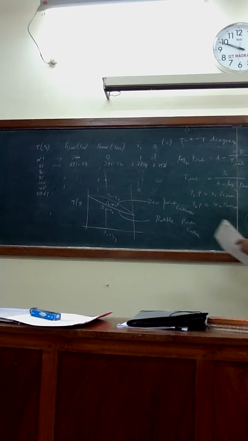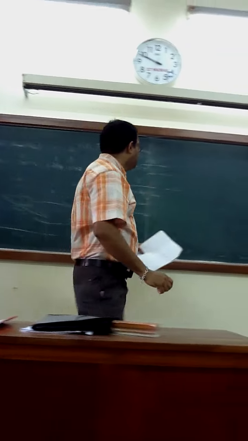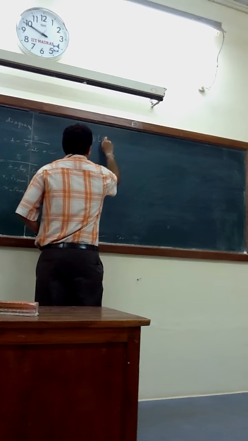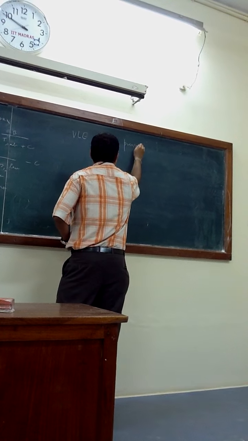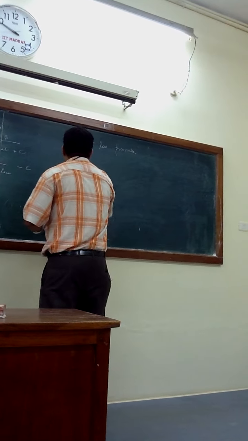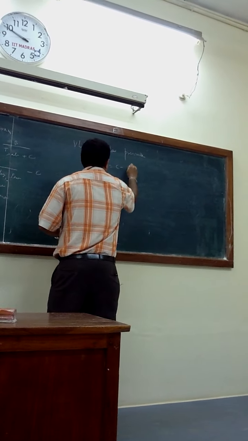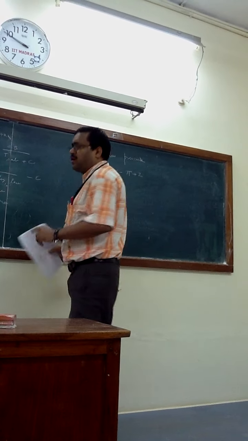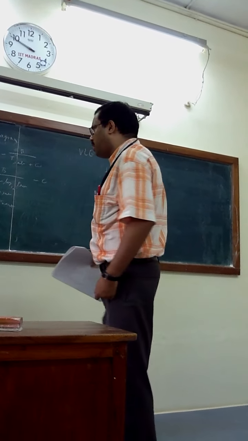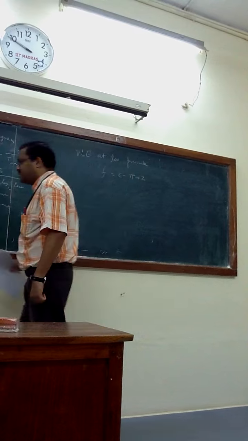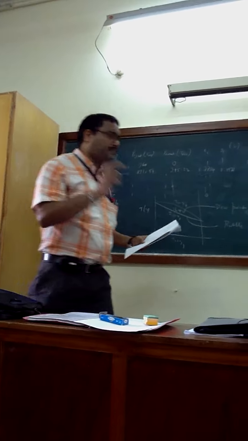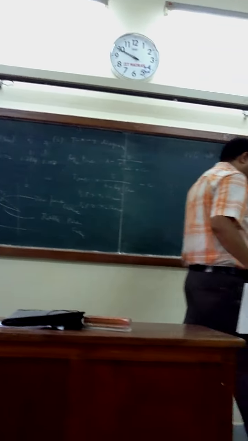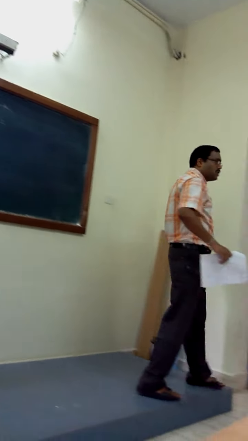So VLE at a glance at low pressure. The phase rule gives F equals C minus P plus 2, and you have got two components, two phases. So 2 minus 2 get cancelled, we have 2 degrees of freedom. So that 2 degrees of freedom means we have to give 2 things at a time to solve the problem.